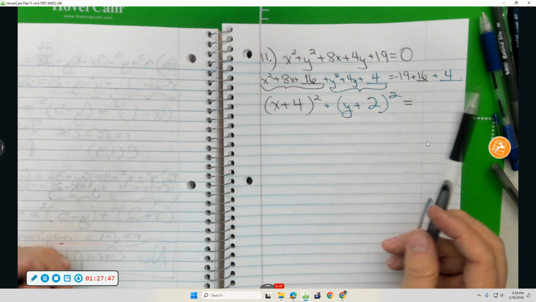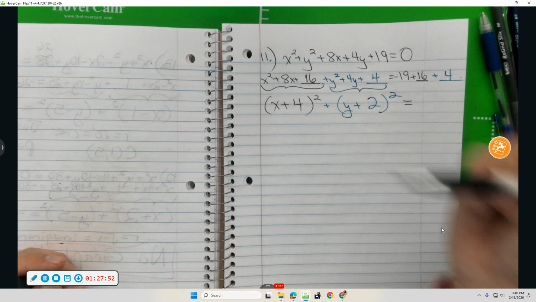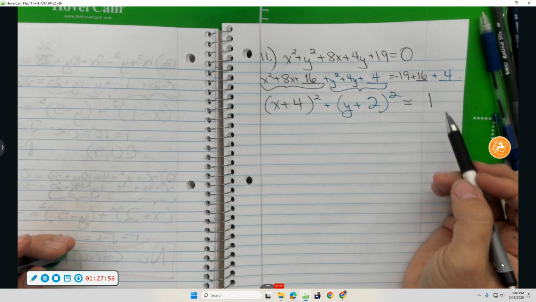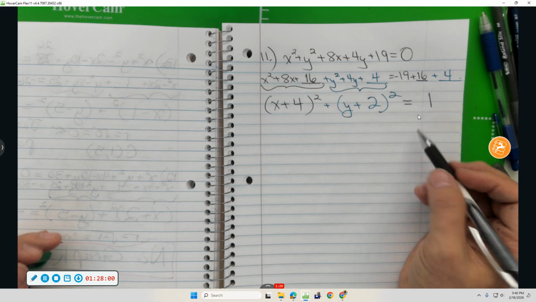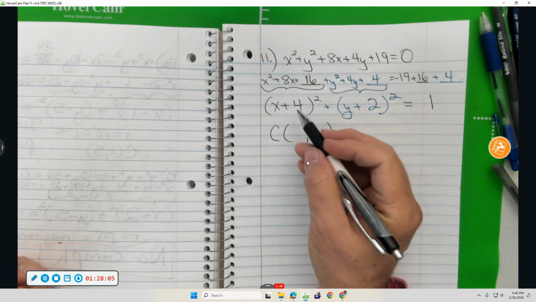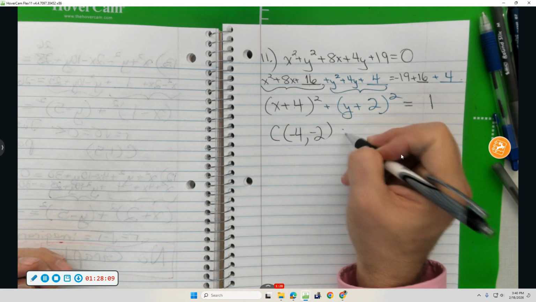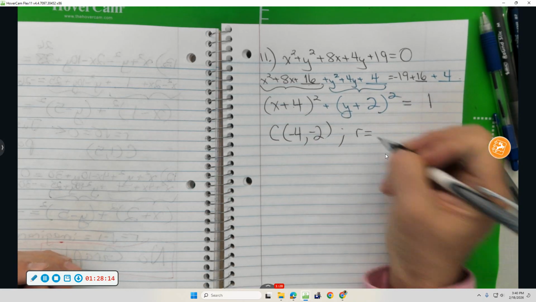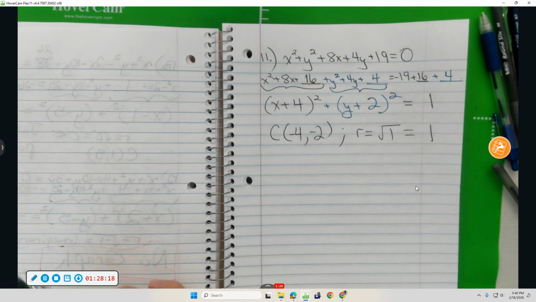And what have we got on the right-hand side? Negative 19 plus 20, a positive 1. Is this going to be a circle? It's positive on the right-hand side, so it will be a circle. That means you can tell me the center and the radius. What's the center? Negative 4, keep going. Negative 2, I agree. Change sign, change sign. The radius, you took the square root of that number, and that gave you a 1.